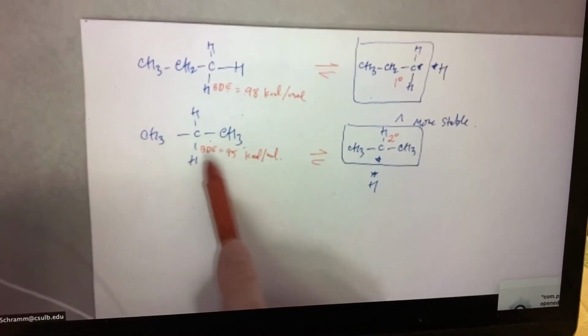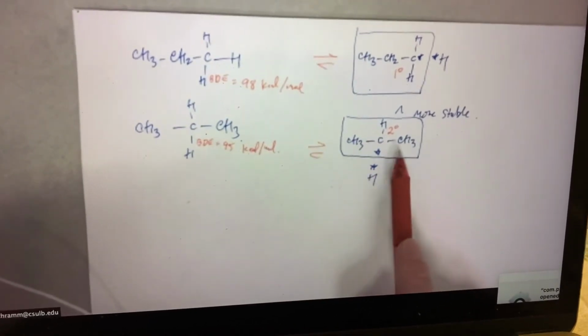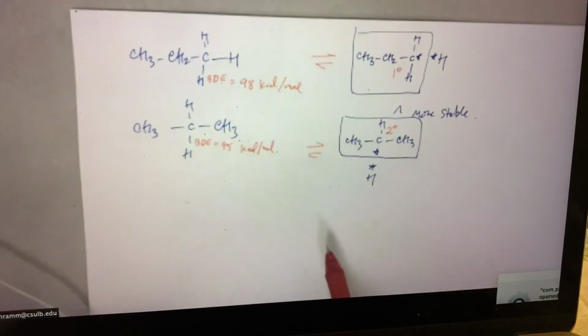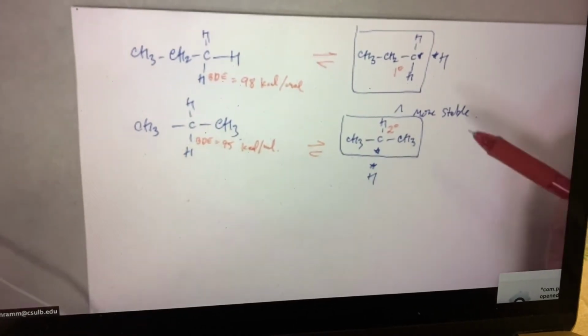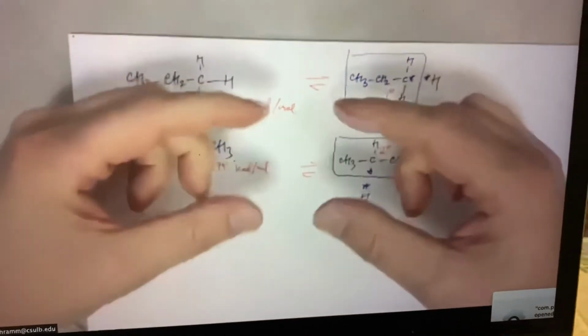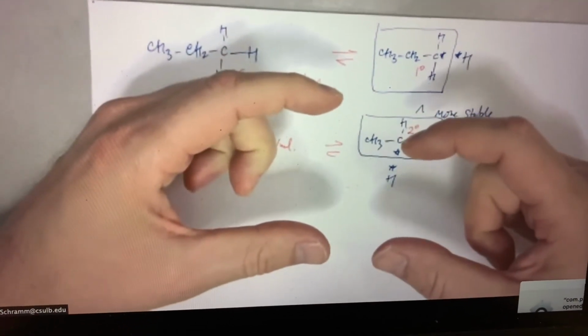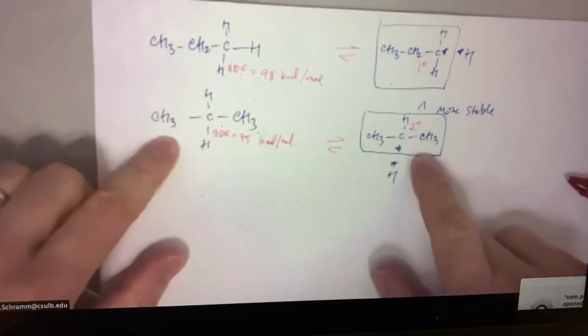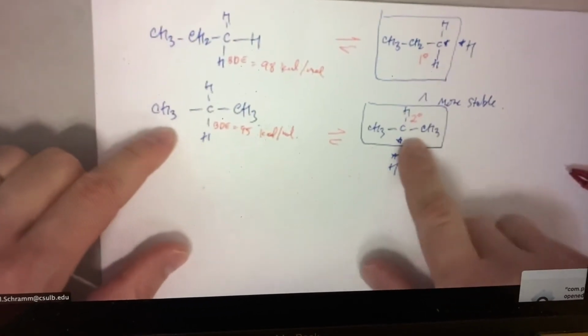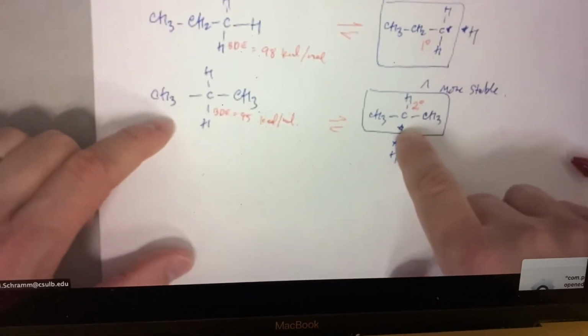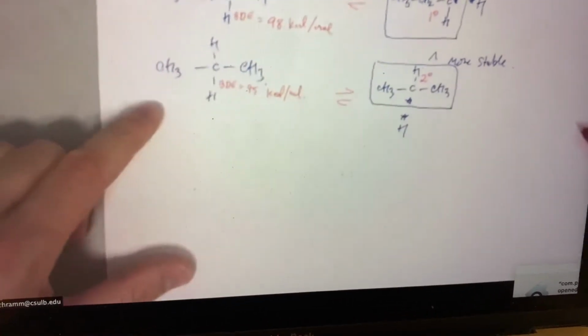And the reason it's easier to break this bond is because the resulting product is lower in energy, or more stable, than this one. If you think of those energy gaps we had, this secondary one is a little bit smaller. So going from here to here is easier. And the only reason it's easier is because somehow, almost magically, this is more stable.